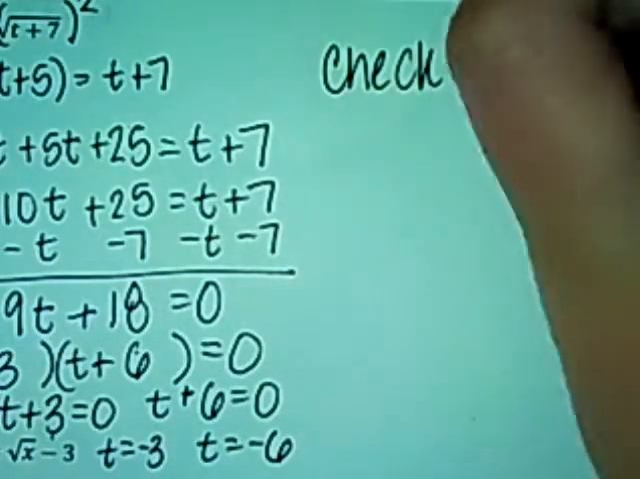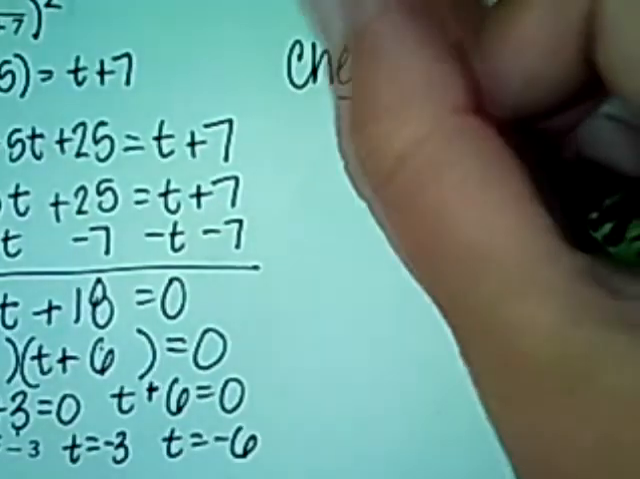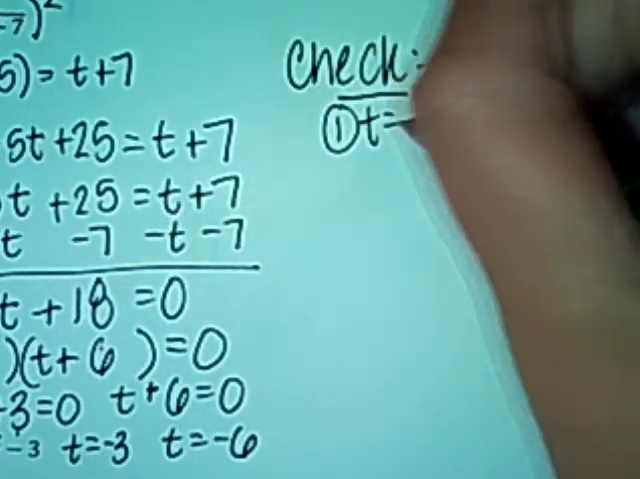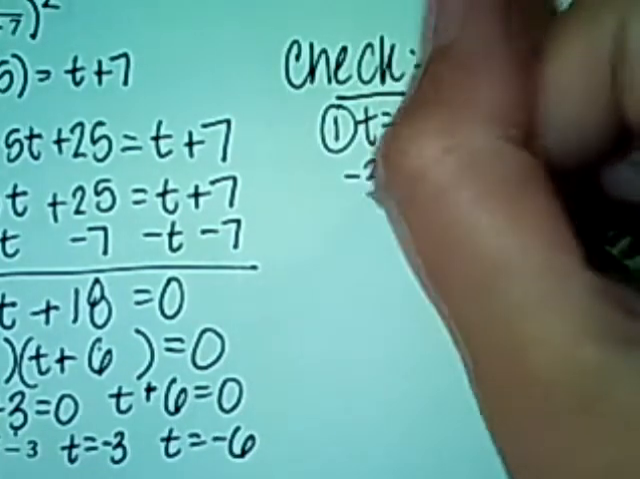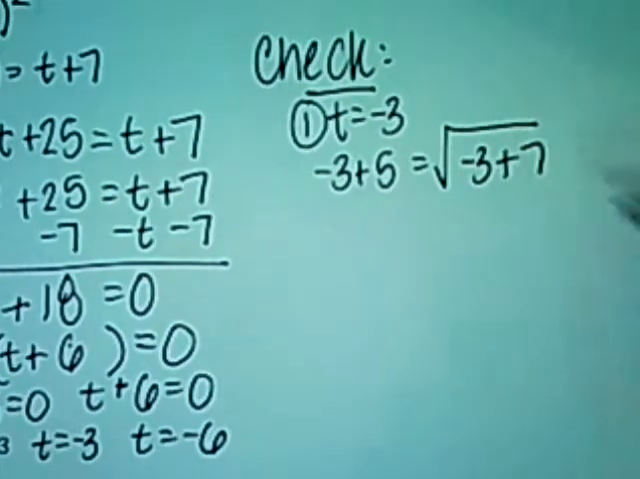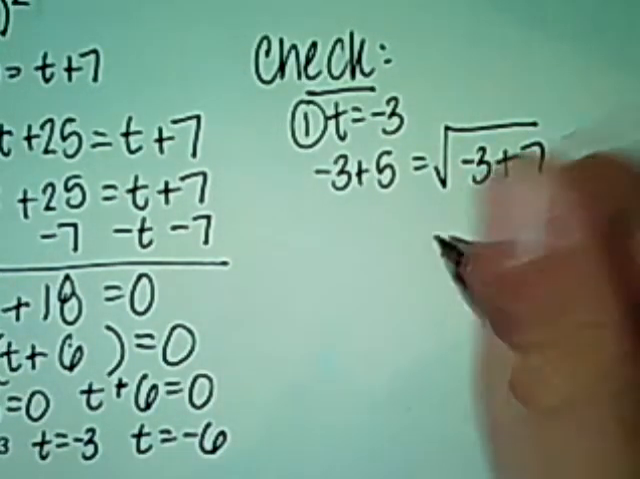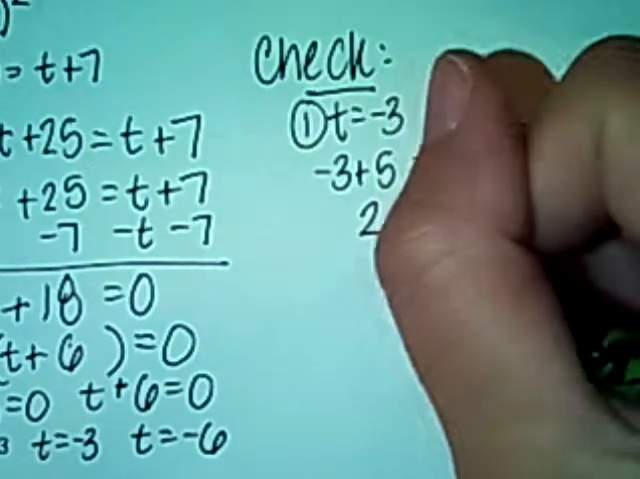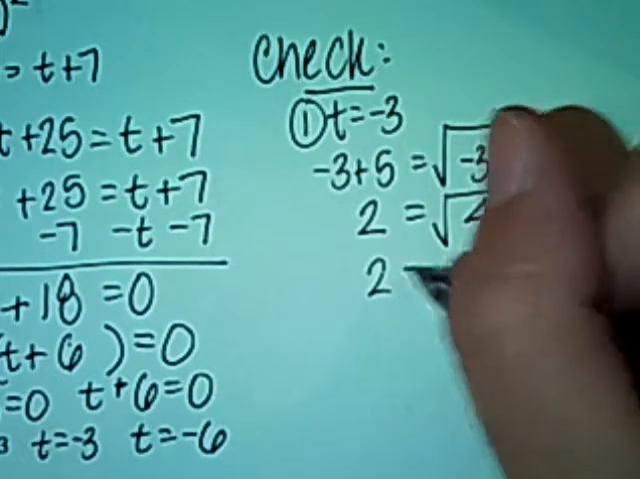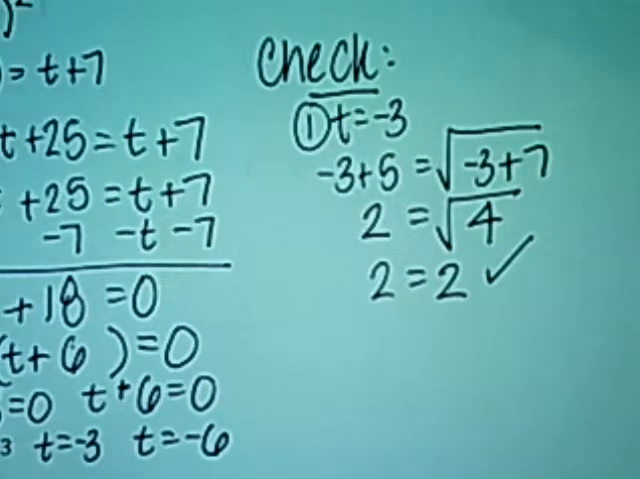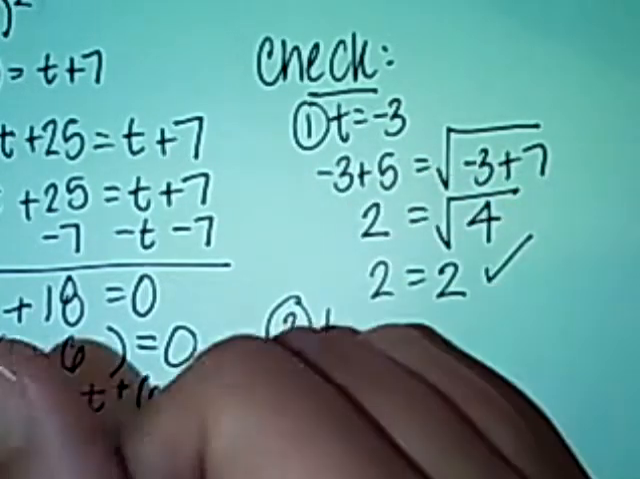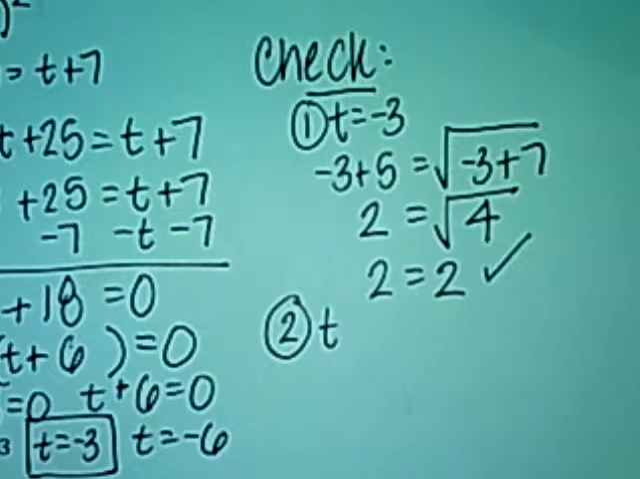So when I do the check, I have my first solution I said is t equals negative 3, so let's check that one. So plug in negative 3 into the original equation. And I want to make sure the left-hand side equals the right-hand side. So on the left-hand side, I'm going to have 2. On the right-hand side, I have the square root of 4, which gives me 2, so it checks. So I know that t equals negative 3 is a solution.